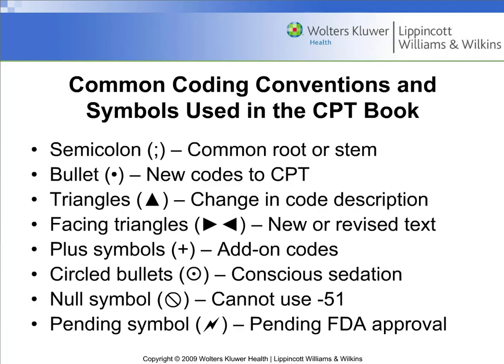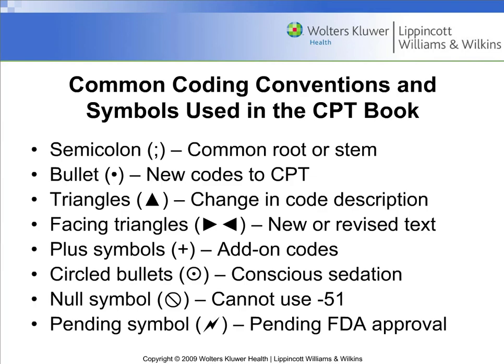The semicolon is a common root or stem, and how I explain this is when you are looking up codes, you will have a primary code and then you will have some subcategory codes. Look up the code 36511. This is therapeutic apheresis, and you will see a semicolon. And then after the semicolon, you see for white blood cells.